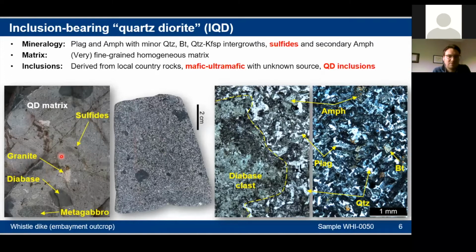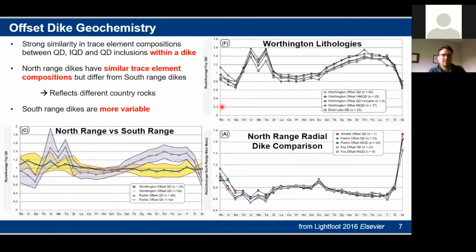These are often associated with mineralization, and we also often find QD inclusions, and this is something I will show you in a couple of slides and other images. If you look at the geochemistry of the dikes, we have already discussed that we find several units or lithologies which all have a quartz dioritic matrix.